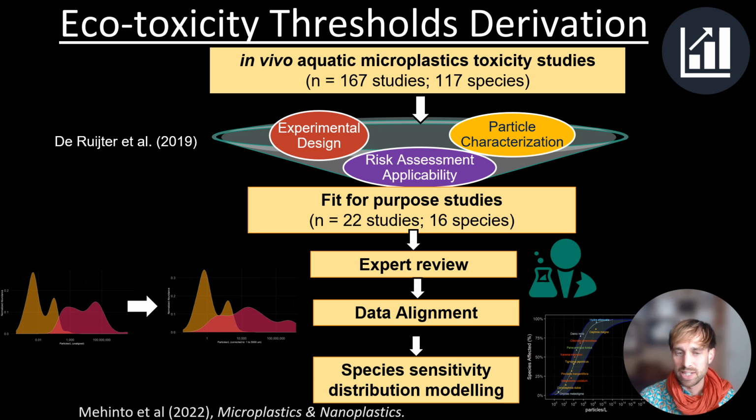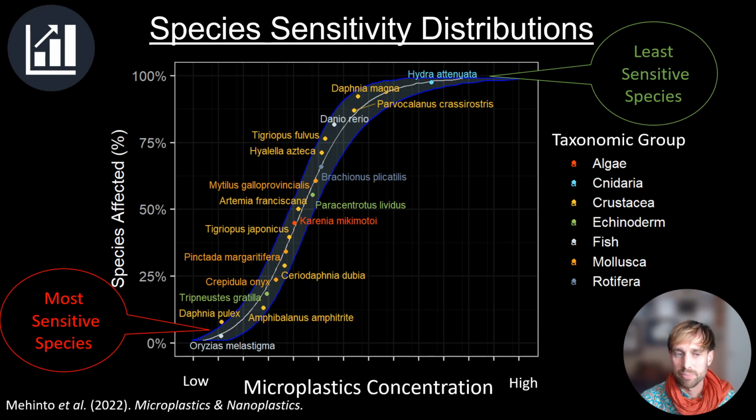We then did a little bit of data alignment to make sure that we could compare apples to apples, so to speak, and then performed what's called species sensitivity distribution modeling to estimate harm to aquatic ecosystems. A species sensitivity distribution looks like this, where you line up your species based on the concentration that affects them, with the most sensitive species on the lower end of the curve and the least sensitive species on the high end of the curve. With modeling, you can then predict the concentration that would cause an impact to 5% of species, for instance, or a different value that one could select.